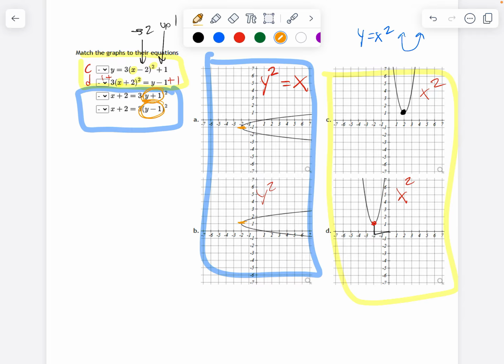I don't need to keep going. The A is the next, and B is the one after. There we go. So I would just look at those basic transformations and tell where the vertex is to figure out where you want to go.